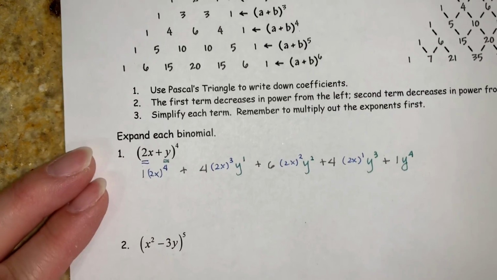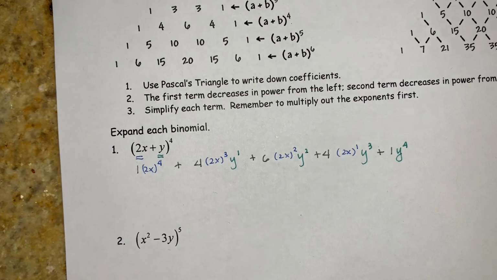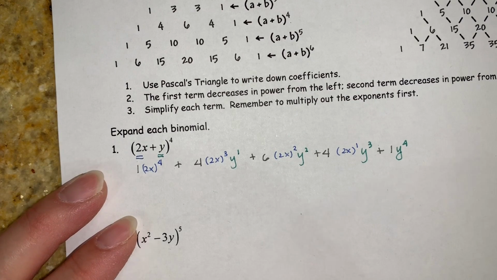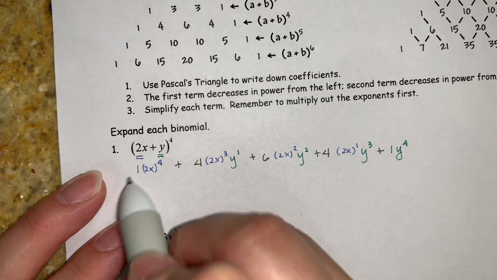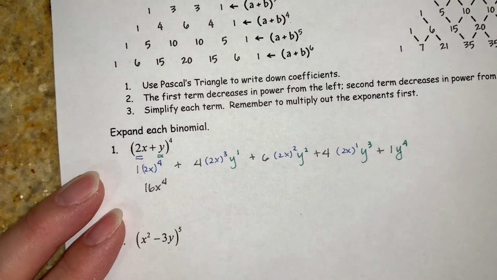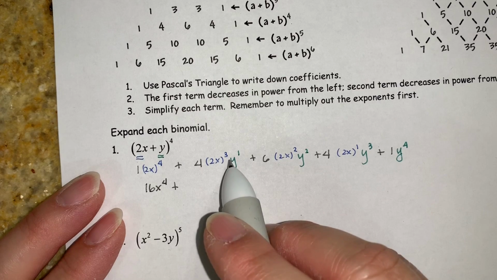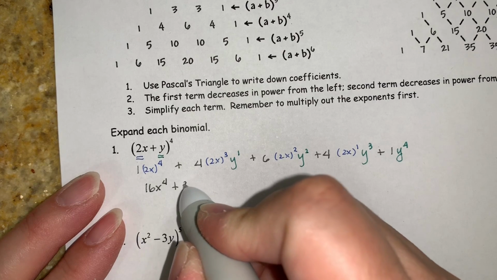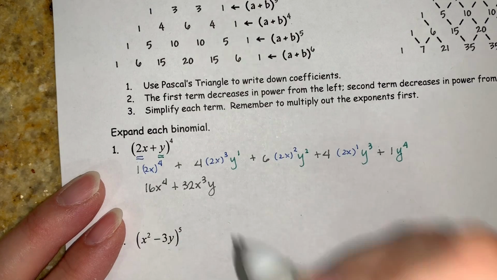Last but not least, now using your rules of order of operation, make sure you simplify each term and add them up. The first term is 2 to the 4th times x to the 4th and times 1. 2 to the 4th is 16, so 16x to the 4th. That would be my first term. Plus 2 to the 3rd is 8. 8 times 4 is 32. 32x to the 3rd, y to the 1st power.